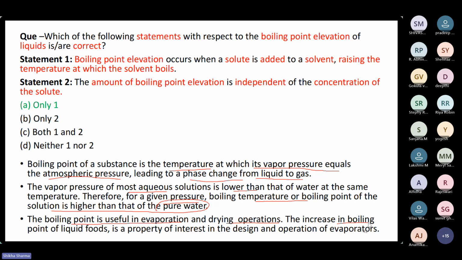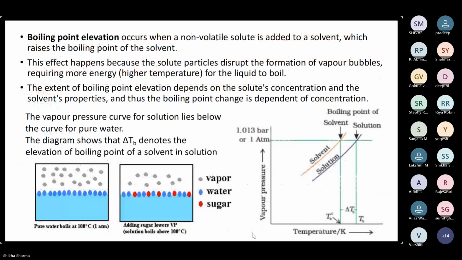The increase in boiling point of liquid foods is a property of interest when we are designing evaporators and dryers. So boiling point elevation occurs when a non-volatile solute is added to the solvent, which raises the boiling point of the solvent.